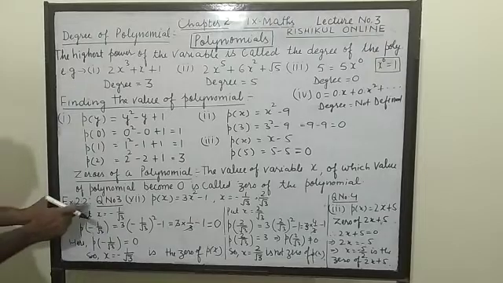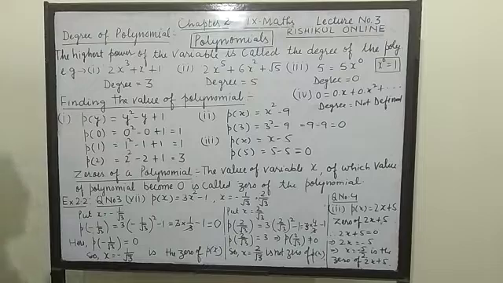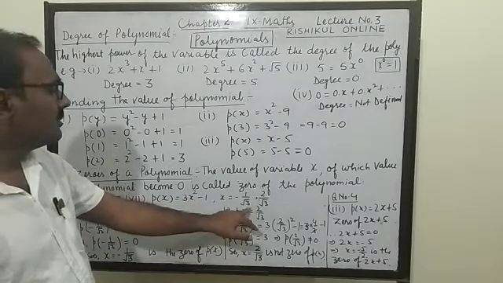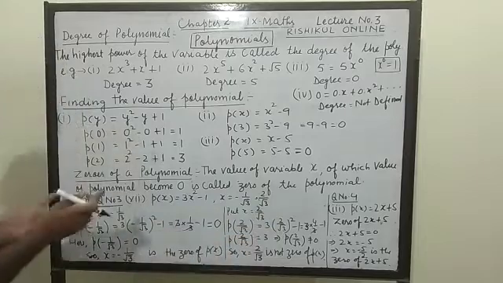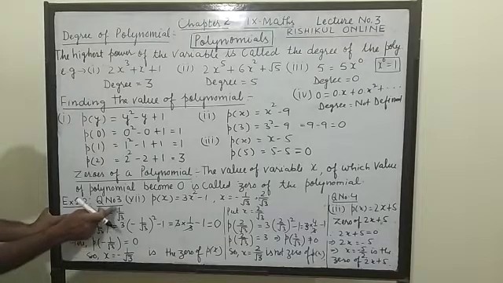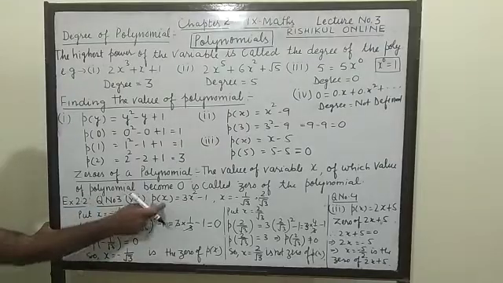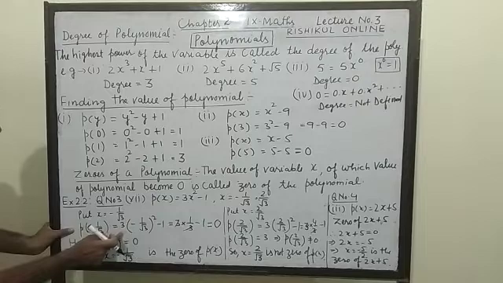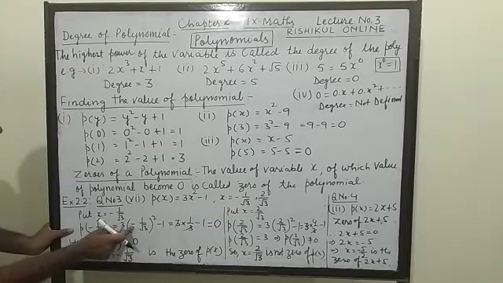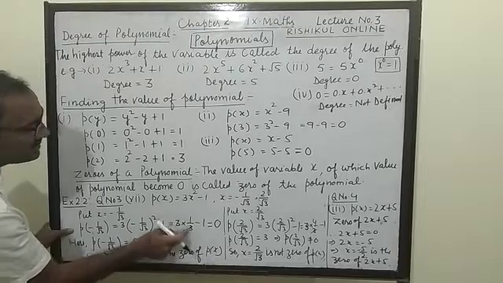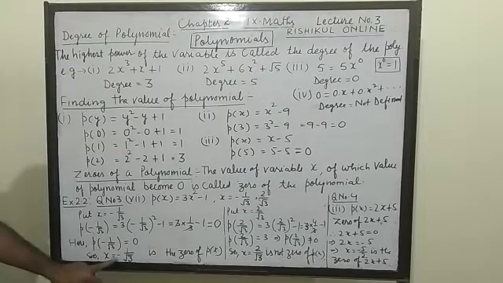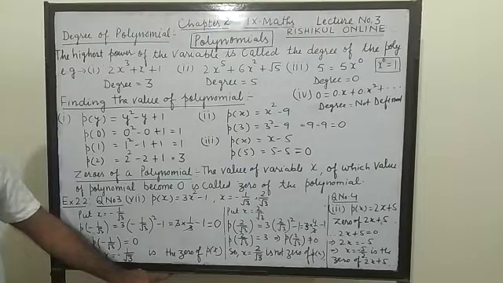Now exercise 2.2, question number 3. Verify whether x equal to minus 1 upon root 3 and 2 upon root 3 are the zeros of this polynomial or not. Check. First, x equal to minus 1 upon root 3. In place of x you will put minus 1 upon root 3, whole square, minus 1. Minus square is positive, 1 square is 1, root 3 square is 3, 3 cancels by 3, 1 minus 1 is 0. So p of minus 1 upon root 3 equals 0. So x equal to minus 1 upon root 3 is a zero of p of x, because it becomes 0.